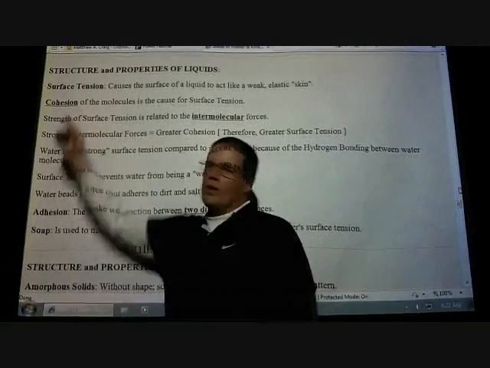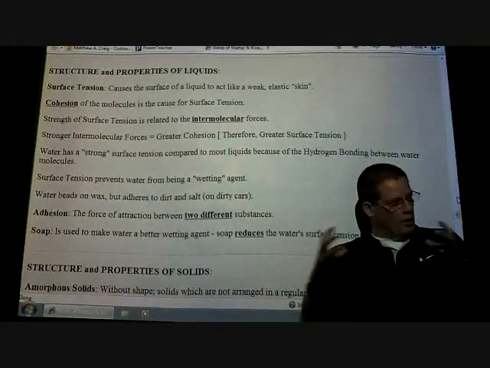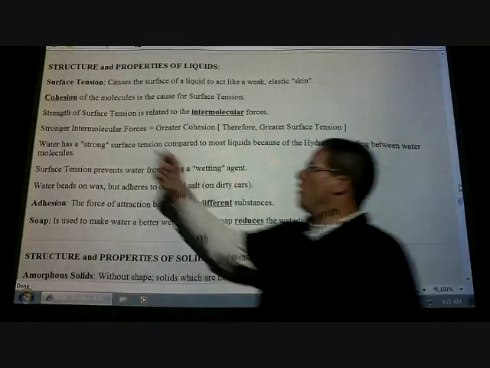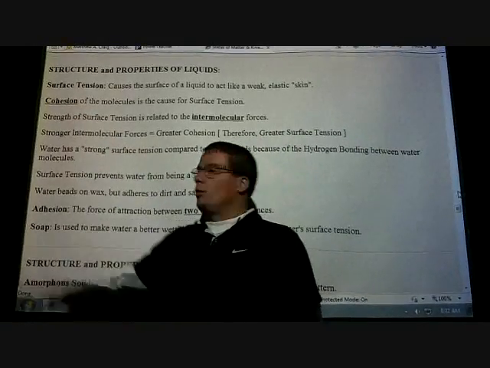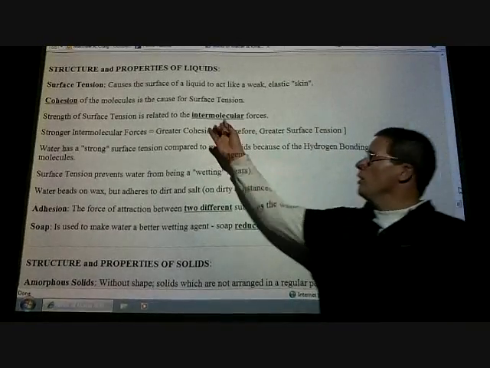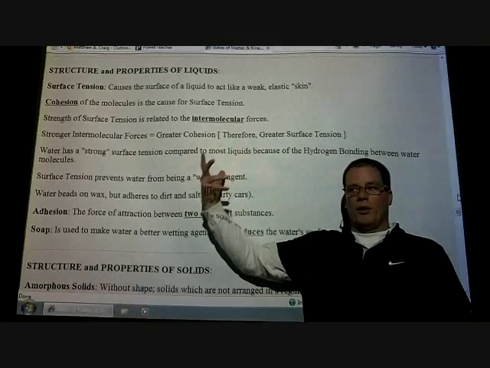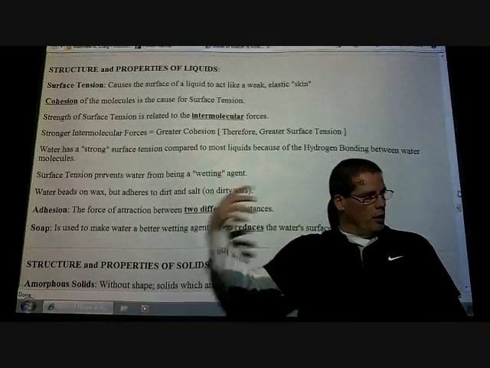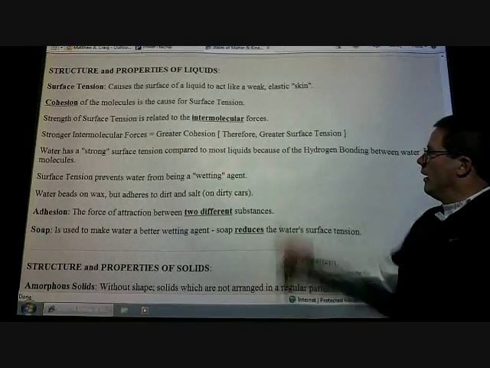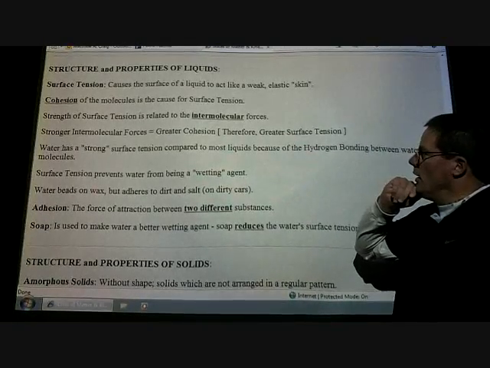Cohesion. Cohesion is just dealing with the strength between those bonds. So the greater the cohesion, the greater the strength in between those bonds. The strength of the surface tension is due to the intermolecular forces. So the stronger the intermolecular force, the greater the surface tension.